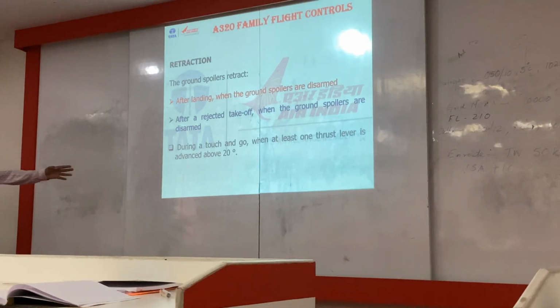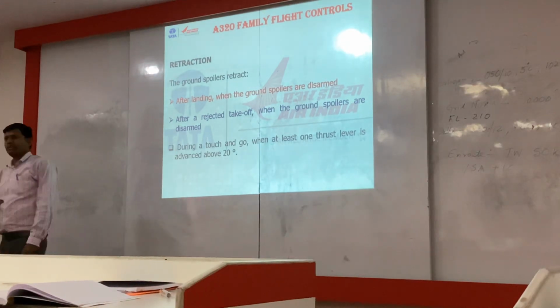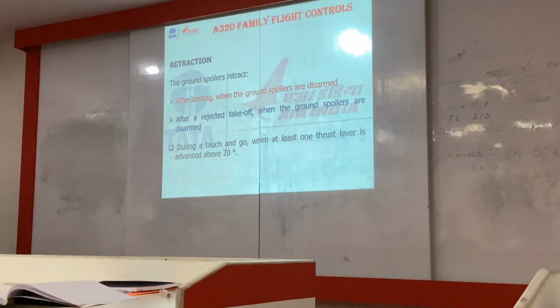And even if there is a touch and go operation, then at least one thrust lever is advanced about 20 degrees. Touch and go means you are using almost either flex or the TOGA power, so you will be advancing more than 20 degrees. In that case also, it will retract.